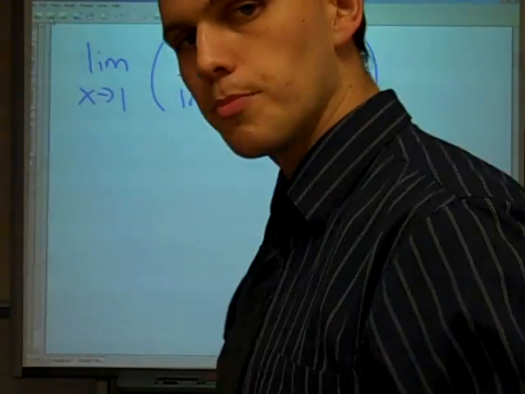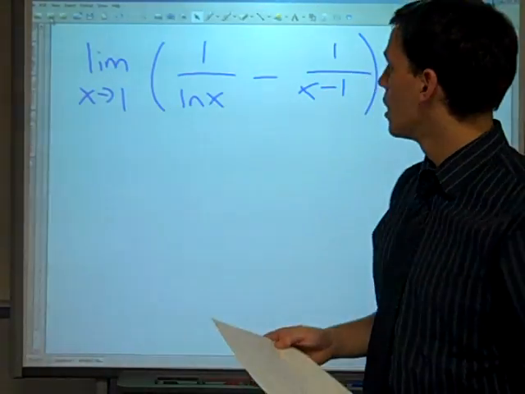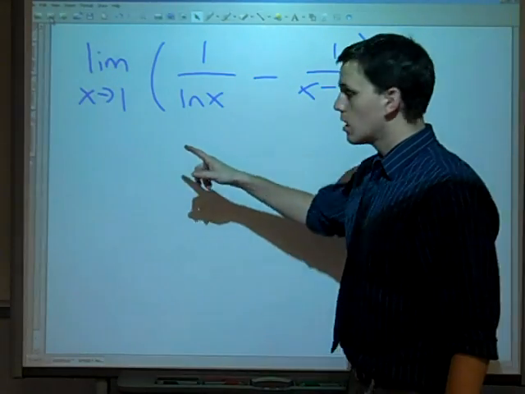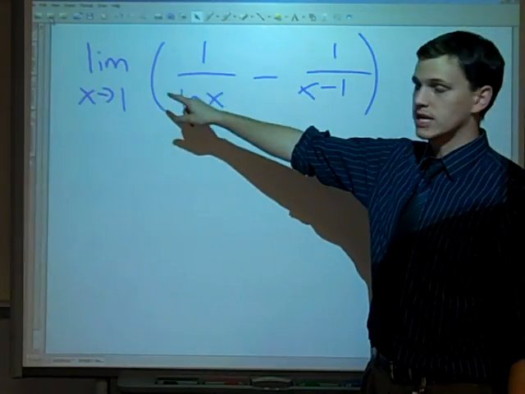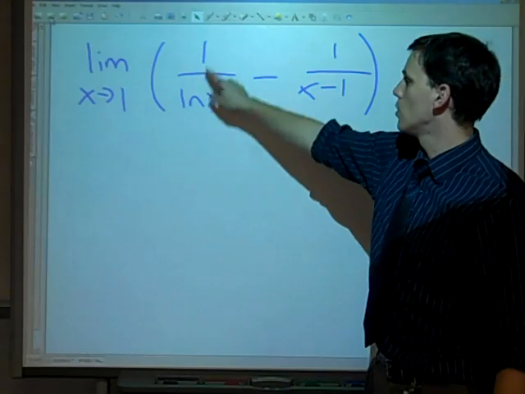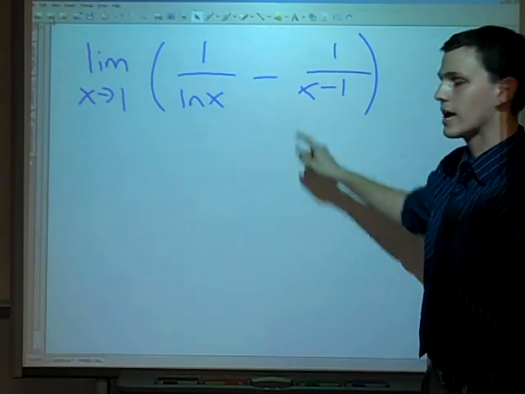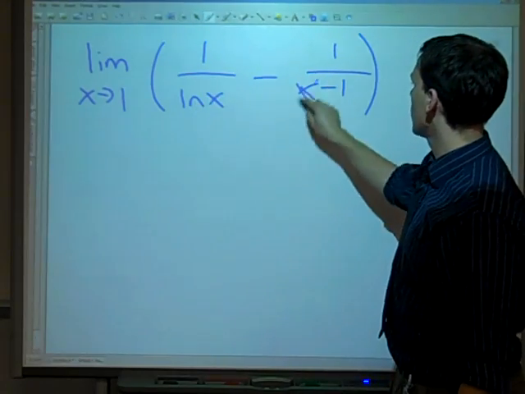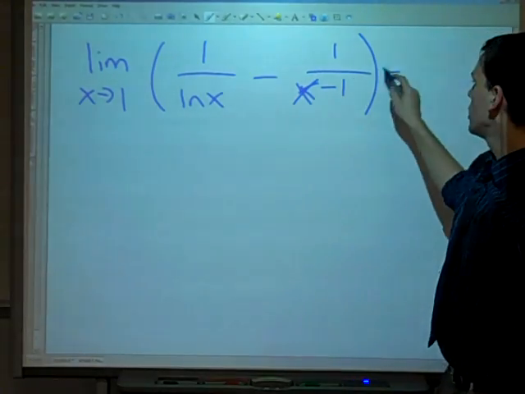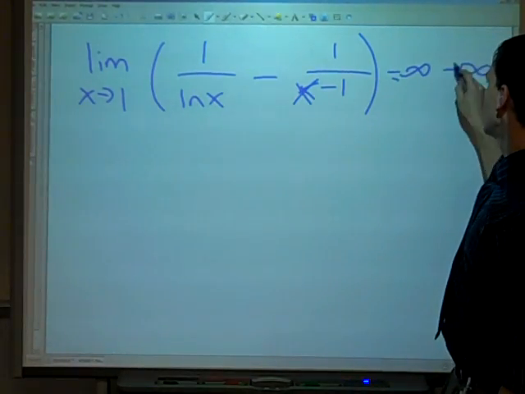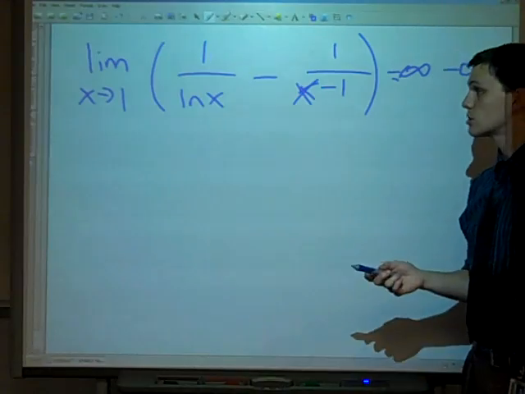Okay, L'Hopital's rule, part trace. So, if I take this problem, I've got the limit as x goes to 1 of the quantity 1 over the natural log of x minus 1 over x minus 1. That's supposed to be an x. If I plug in 1, you get infinity minus infinity, more or less. That's bad. So, what do?